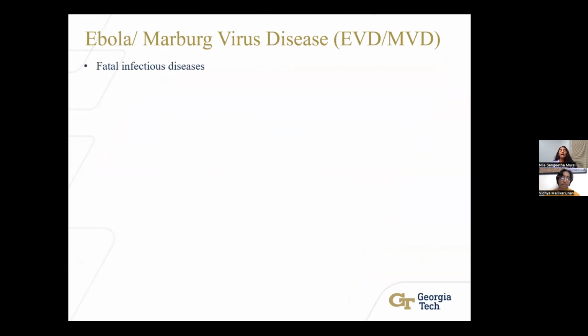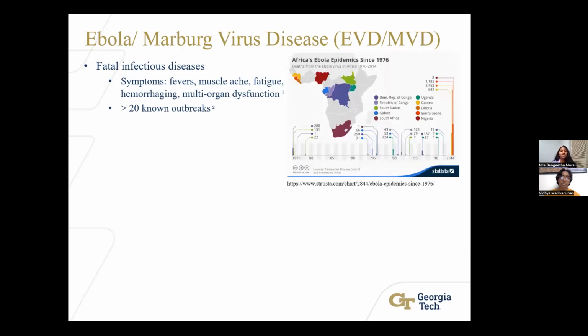Ebola and Marburg are highly infectious and fatal diseases that often present patients with fevers, fatigue, hemorrhaging, and eventually multi-organ dysfunction. There have been over 20 known outbreaks, with a majority concentrated in West Africa. The image on the right shows the regions within West Africa and the years of each outbreak. Although Ebola is so fatal and infectious, there are currently no approved therapeutics for EBD or MBD due to the virus's small size and highly infectious nature.